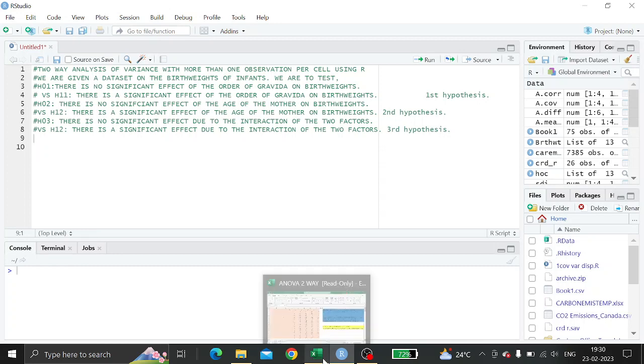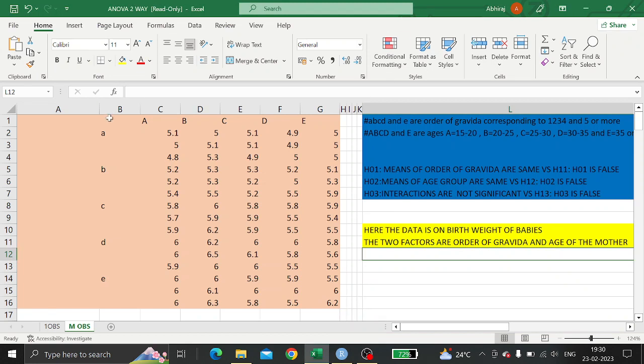Now let's have a look at the data in hand. This pink highlighted section is the data which is given to us initially. The small a, b, c, d and e are the order of gravida, where a means order of gravida equals 1, b means order of gravida equals 2, and so on. And capital A, B, C, D and E are the age groups of the mothers. A means the age of the mother is between 15 to 20. B means the age of the mother is between 20 to 25, and so on.